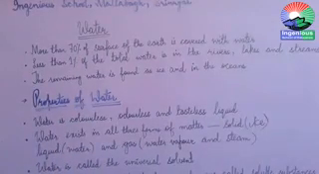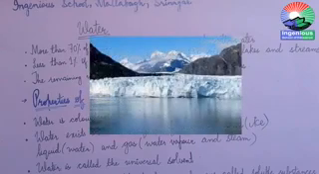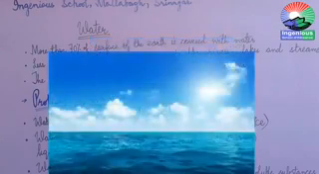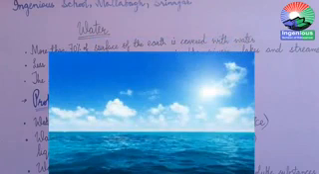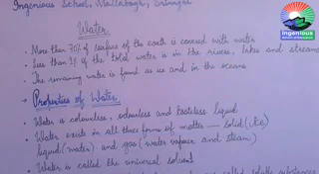Now you will ask me, ma'am, what is the rest of the water? The remaining water is found as ice in the form of glaciers, and also in the seas and oceans. But we cannot drink the seawater. Why so? Can you tell me, students? Because seawater is unfit for drinking. It is very, very salty.